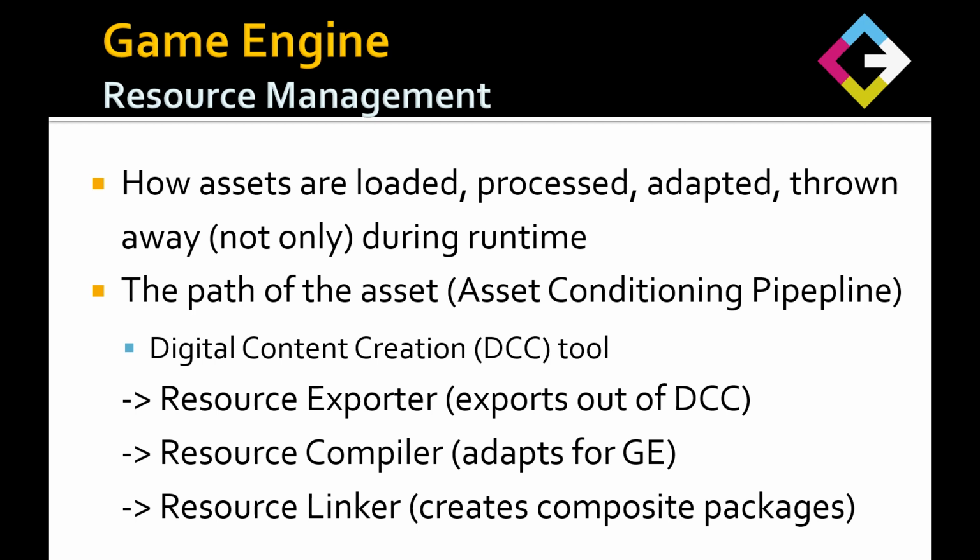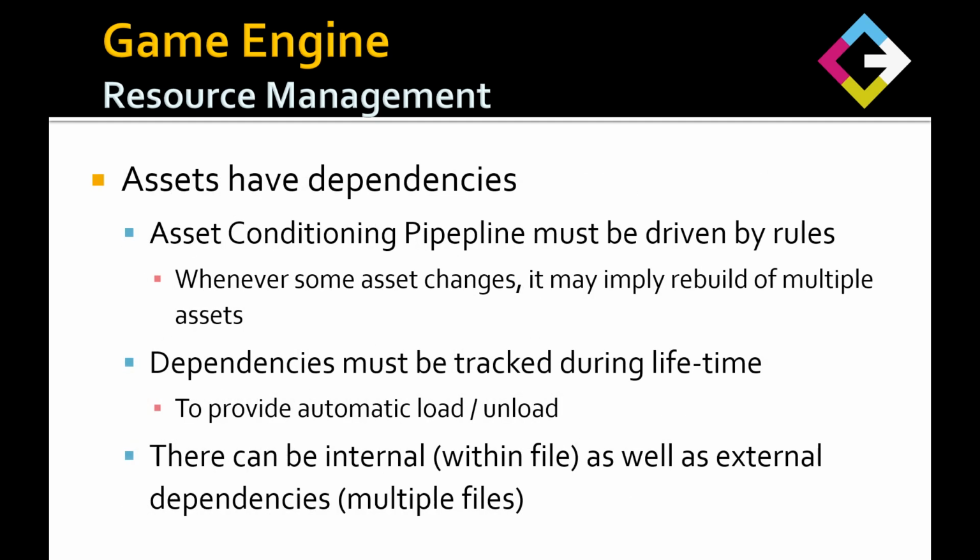For instance, a character in the game consists of a model, skeleton, rig, textures, and animations, and there are multiple tools you use to compose such a character. That means that assets may have dependencies between themselves, and those dependencies must be described. Once some part of the final asset or package changes, it may trigger a rebuild. These dependencies are required even during runtime to provide automatic load and unload of assets.